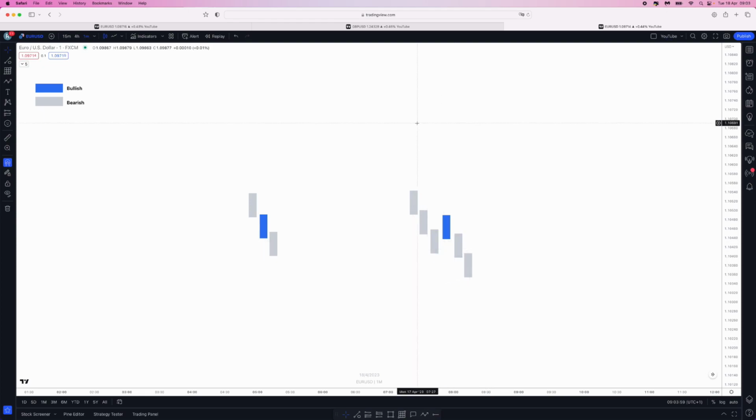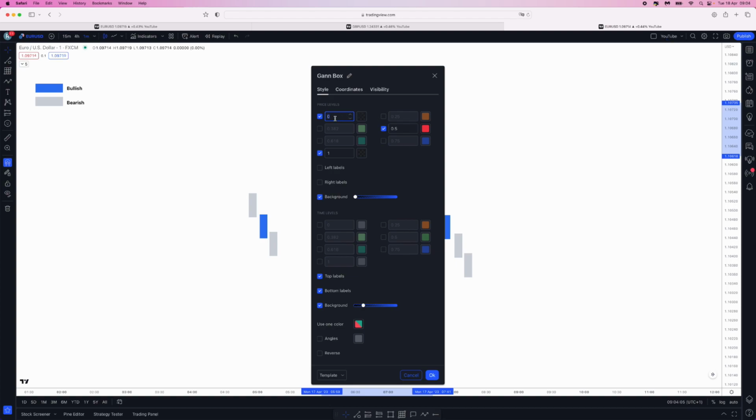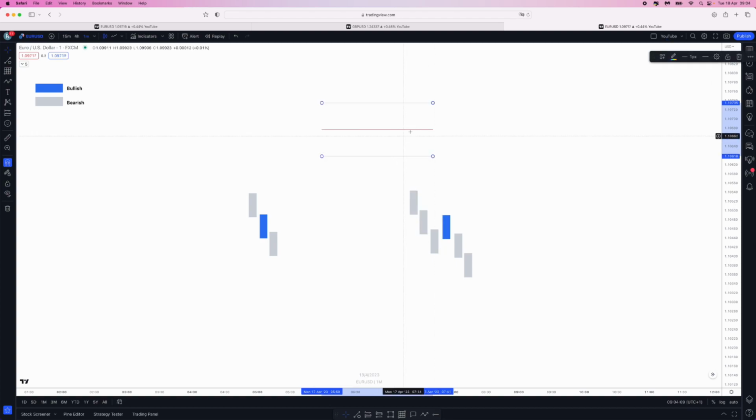So what you first of all want to do is go and get your Gann box, your fib, whatever you want. Go ahead and get these settings right here. So you need 0, 0.5 and then 1. Once you do that, you're good to go and you're set to start trading this model.